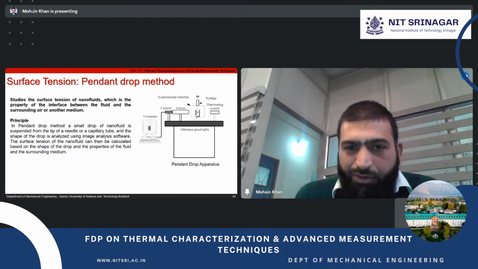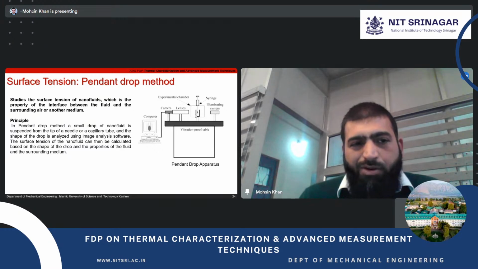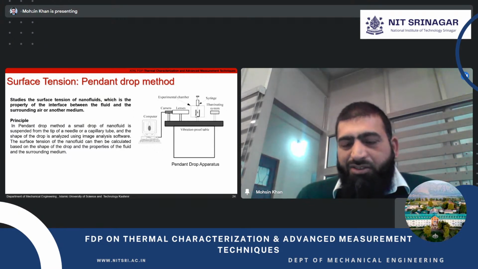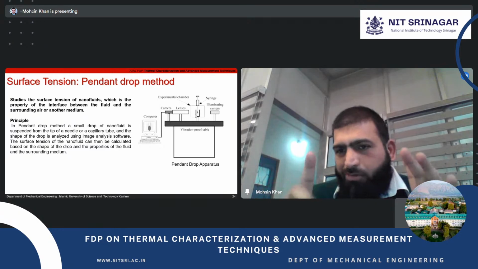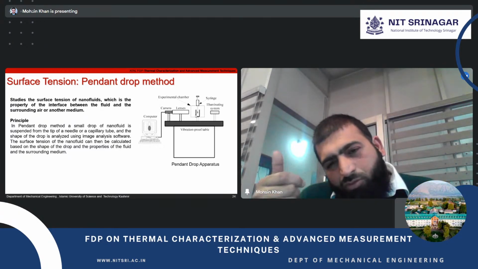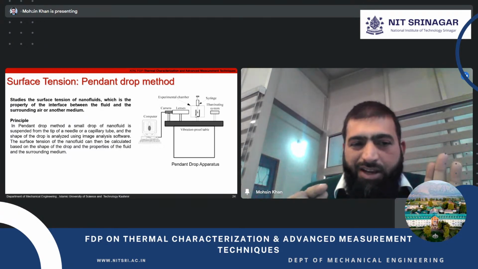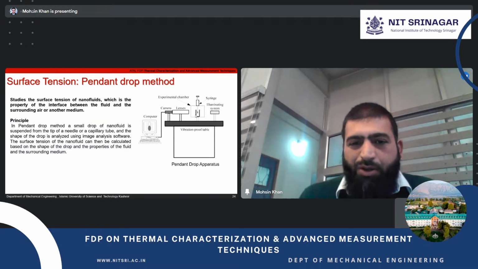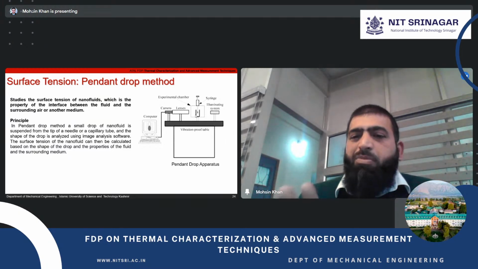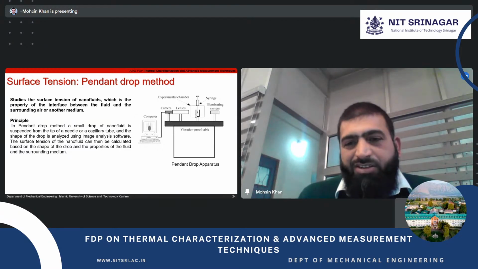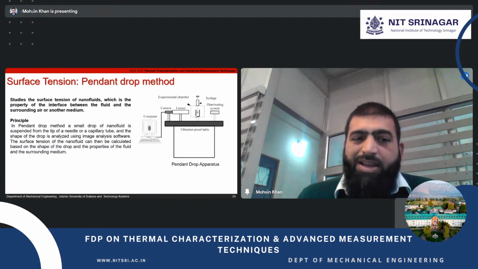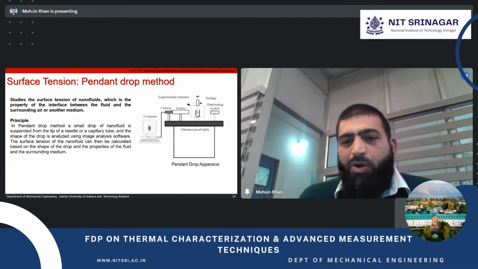It studies the surface tension of nanofluids, which is the property of the interface between the fluid and the surrounding air or another medium. Essentially, we have a pipette or a syringe, wherein we drop a small drop of a nanofluid that is suspended from the tip or middle of the capillary tube. The shape of the drop is analyzed using high-speed cameras and then by image analysis software. The surface tension of the fluid can then be calculated based on the shape of the drop, properties of the fluid, and the surrounding medium. How we measure the surface tension in case of the pendant drop method.